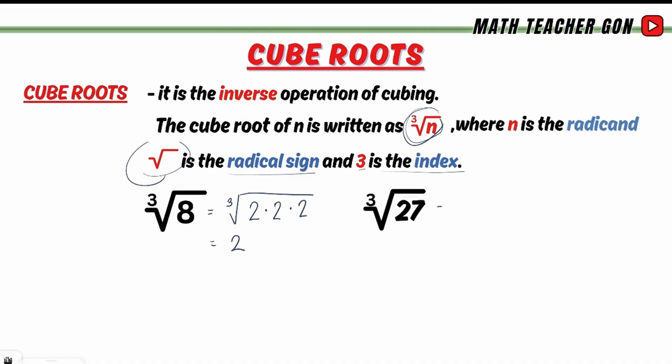Next, the cube root of 27. What number when you multiply by itself 3 times, the result is 27. So that is the cube root of 3 times 3 times 3. And that is 3. Okay.